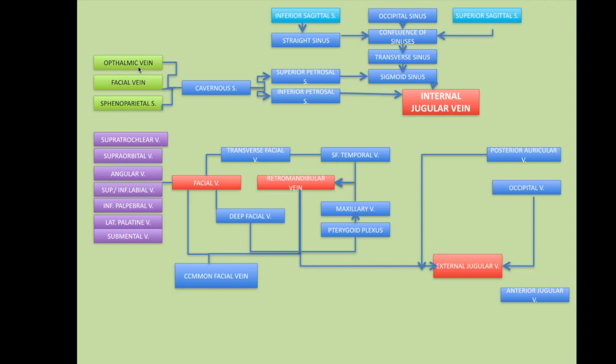There are anterior jugular veins in the neck, transverse cervical vein in level 5, and suprascapular vein, which all drain into the external jugular vein. The external jugular vein then finally drains into the subclavian vein. Now, the internal jugular vein and the subclavian vein join to form the brachiocephalic vein.